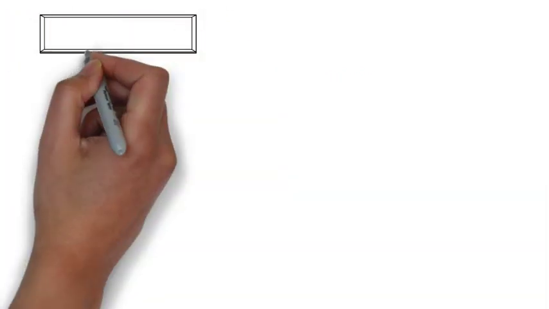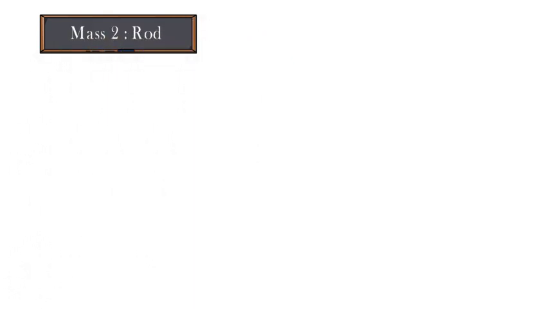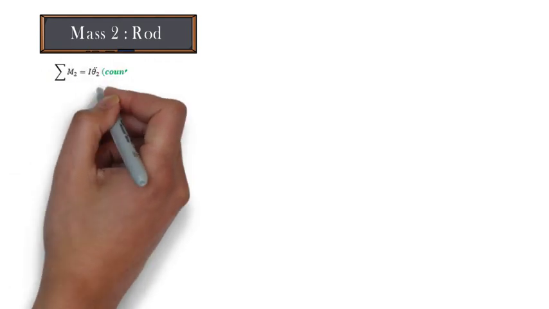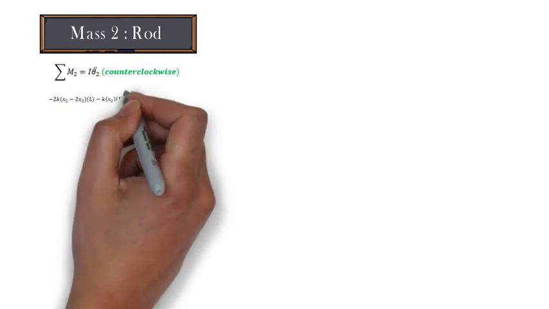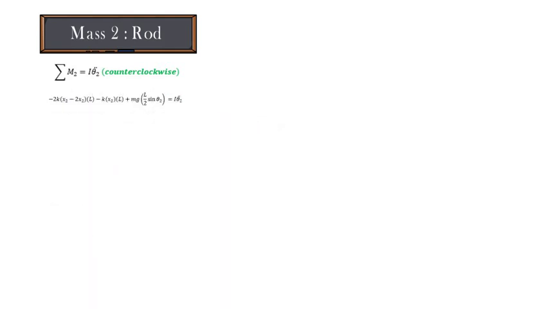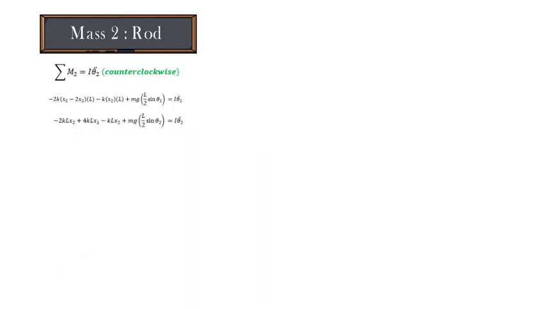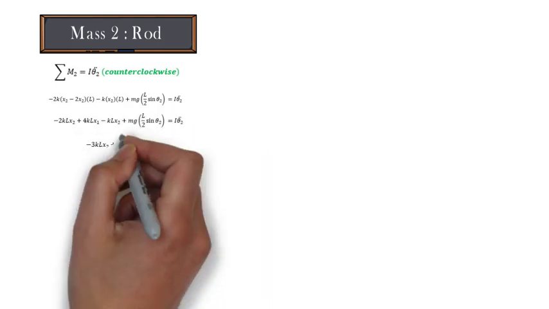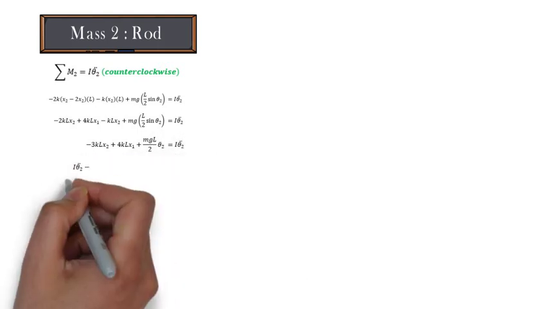Next, find the equation of motion for mass 2, which is the rod. It is the same: the summation of moment 2 is equal to I theta double dot, and it is rotated counterclockwise. So here is the working calculation for the rod to find the equation of motion.